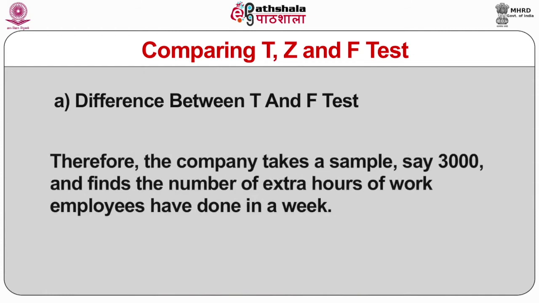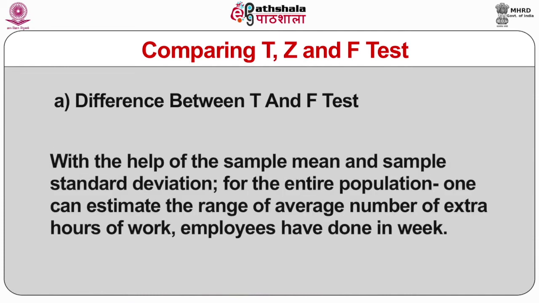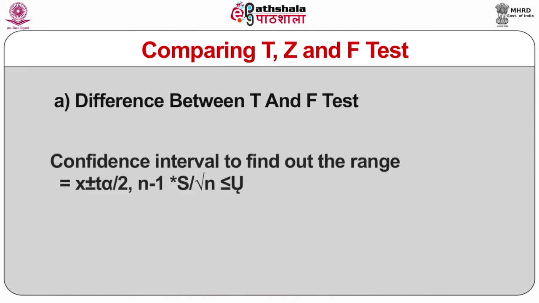Therefore, the company takes a sample, say 3000, and finds the number of extra hours of work employees have done in a week. With the help of the sample mean and standard deviation of the sample for the entire population, one can estimate the range of average number of extra hours of work done by the employees in a given week. Now, how we calculate the confidence interval to find the range is through the formula as shown on your screen.